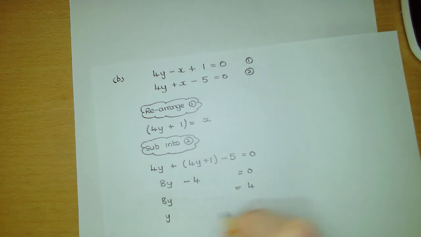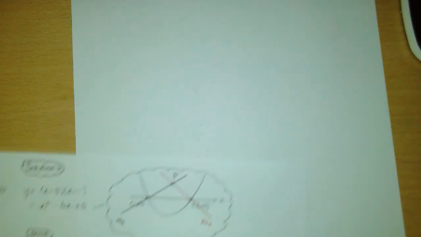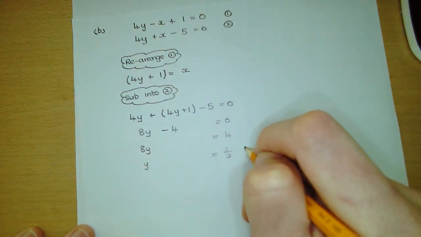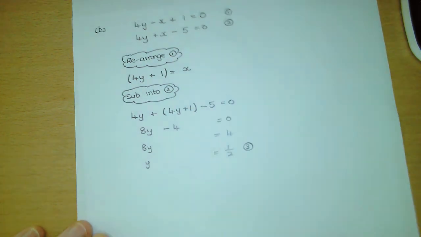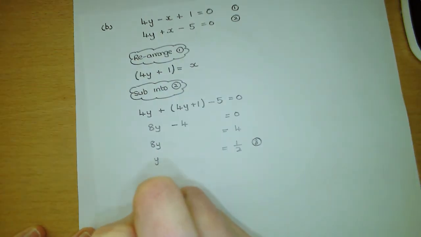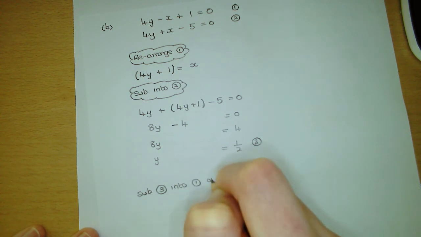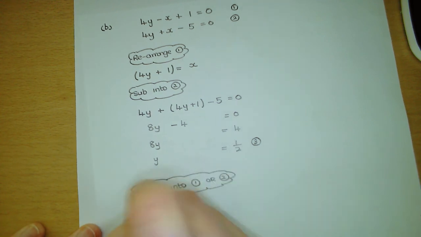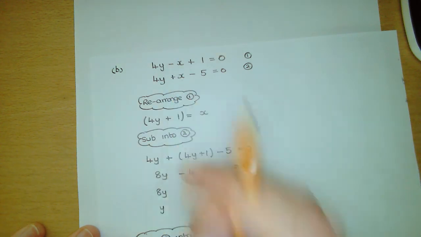So we're going to get y equals a half. And that's good news, because remember we said from our sketch the x coordinate and the y coordinate have to be positive. So super news, so that's y, and then we'll call that equation number 3. So I'm now going to sub that value of y back into equation 1 or 2. So sub 3 into 1 or 2. So sub it into 1 then. Everywhere we see y, replace with a half. So we're going to get 4 multiplied by a half.